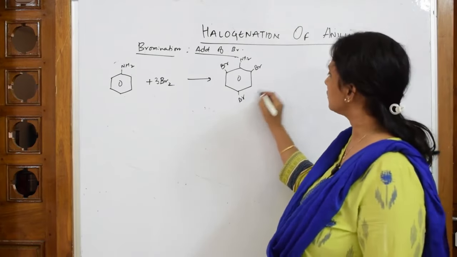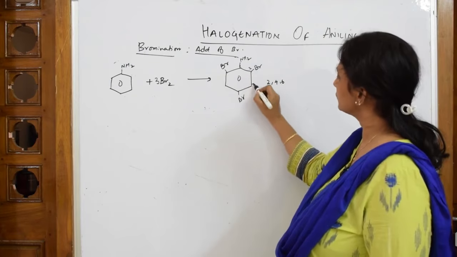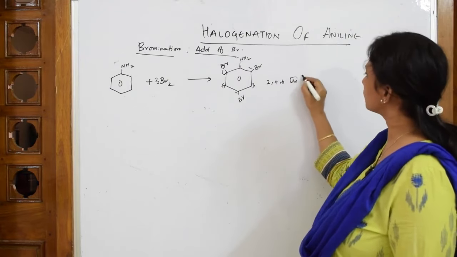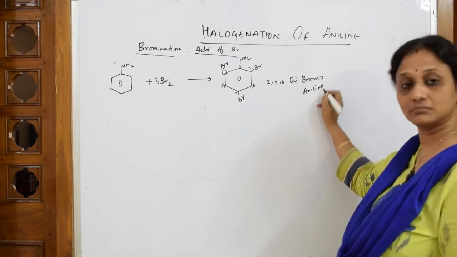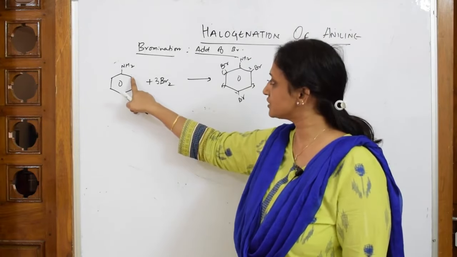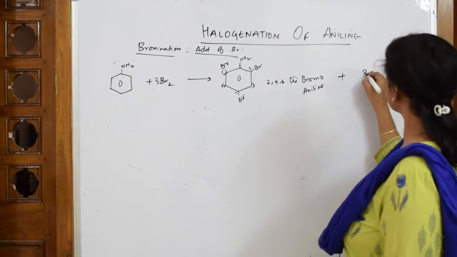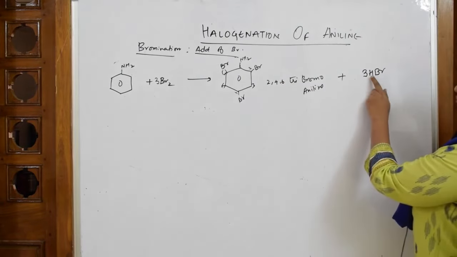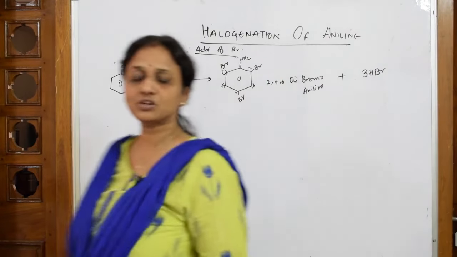So this compound is called 2,4,6. See, this is 1, 2, 3, 4, 5, 6. So 2,4,6-tribromoaniline. Done. What else is left? 3 are over. I still have 3. So the hydrogens present at these sites here, here and here will come out as 3HBr. Now observe carefully. 3 plus 3, 6 bromines are out, and the 3 hydrogens in the ring are out. So this is your compound. Now at a stretch you've got 2, 4, 6.